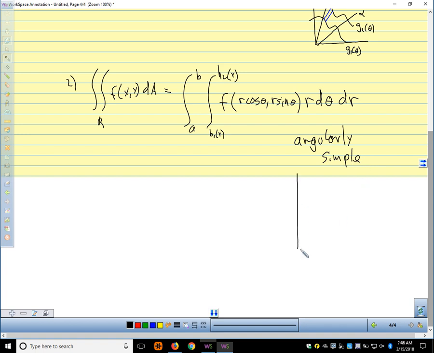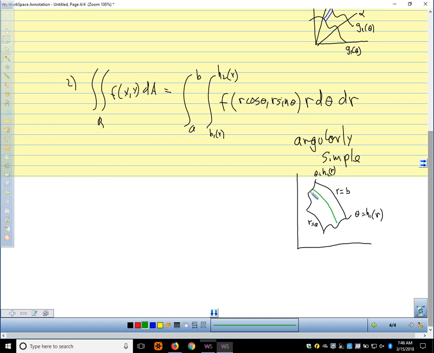So our region would look something like this. We'd have nice radii that bound it, and our function along the side would look like so. So this would be r equals b, r equals a. This would be theta equals h1 of r, and this would be theta equals h2 of r. It's much, much more common to have r as a function of theta than theta as a function of r. And here we're setting our rectangles this way.